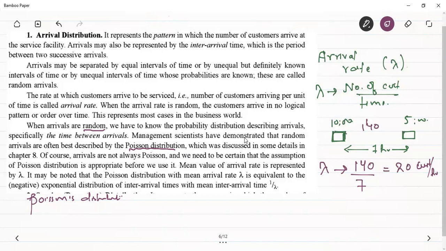So this arrival is governed by a term that is known as the arrival rate, which is very important, and this is represented by the term lambda. Okay, and this lambda is defined as the number of customers which are arriving per unit time. I have given an example here. Another thing here is the inter-arrival, and that inter-arrival is given by the reciprocal of the arrival. Okay, this term is known as the inter-arrival rate.